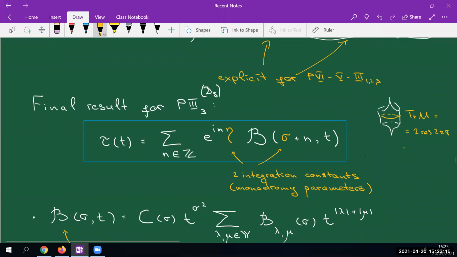Sorry, this is a general solution. So besides the monodromy, there should be two integration constants. No, in monodromy, you have parameters of the equation, right? And in this Painlevé 3 D8 case, there are no parameters. And integration constants? I mean, the monodromy data encode simultaneously the parameters of the equation and the integration constants. I mean, monodromy also plays the role of initial conditions.